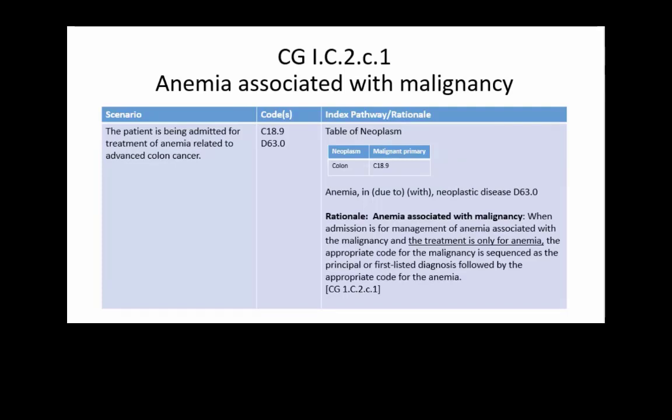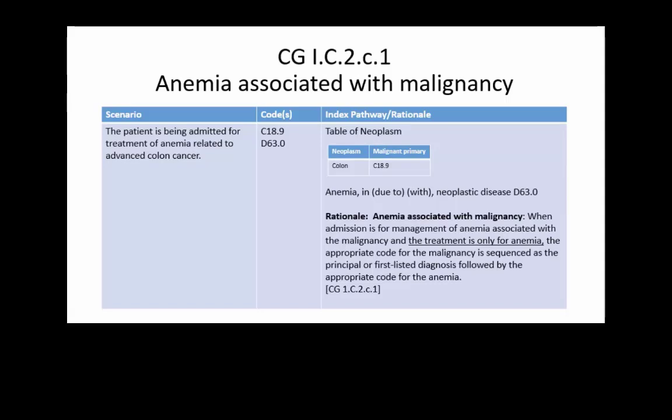This guideline has to do with anemia associated with the malignancy. Anemia can be associated with different things, and in this case it is specifically associated with the malignancy. And the guideline tells us that when the admission is for management of anemia associated with malignancy and the treatment is only for the anemia, the malignancy is coded first and then the anemia.